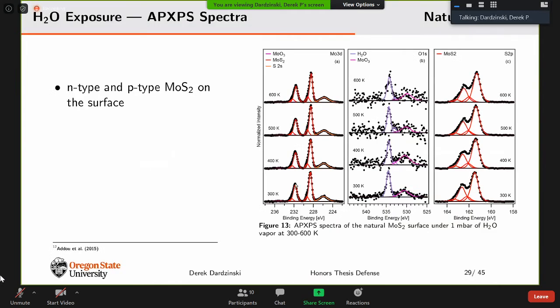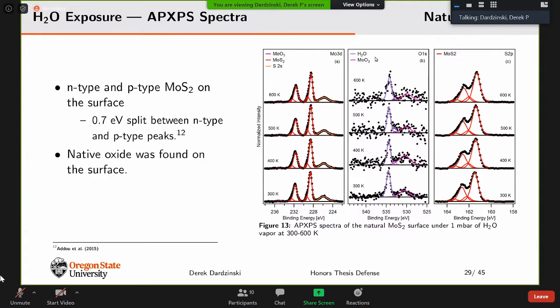And so after water exposure, we did XPS spectra. There's 1 millibar of water vapor within the system at 300 Kelvin, 400 Kelvin, 500, and 600 Kelvin. As you can see in the molybdenum 3d and sulfur 2p core levels, there's n- and p-type MoS2 showing up on the surface, characterized by a 0.7 eV split between those two peaks, the n- and p-type peaks.